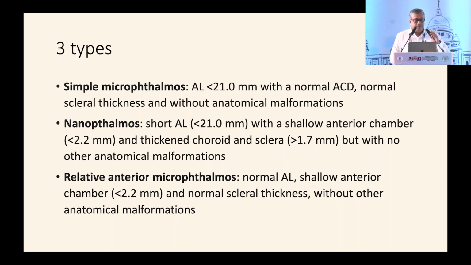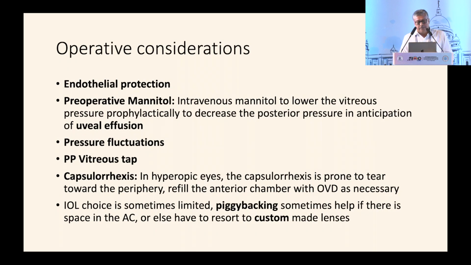So there are three types. One is simple microphthalmos, in which the axial length is less than 21 with a normal ACD, normal scleral thickness, without anatomical malformations. Then nanophthalmos: short axial length less than 21, with shallow anterior chamber less than 2.2, and thickened choroid and sclera more than 1.7, but with no other anatomical malformations. And relative anterior microphthalmos, in which there is normal axial length, shallow anterior chamber less than 2.2, and normal scleral thickness without other anatomical malformations. So we must be very careful with those cases which have increased scleral thickness.